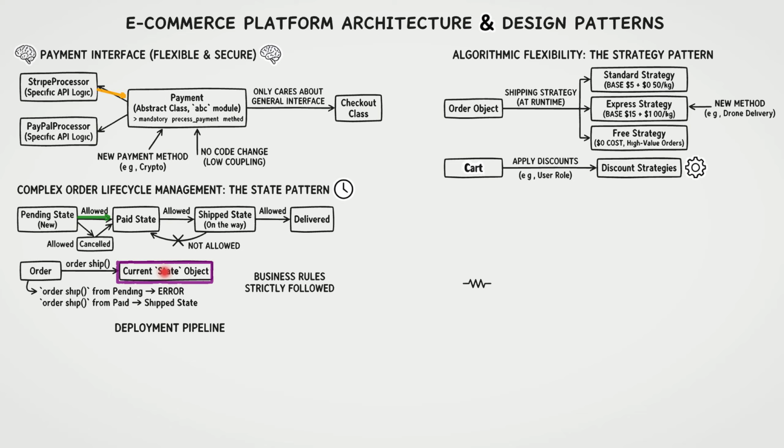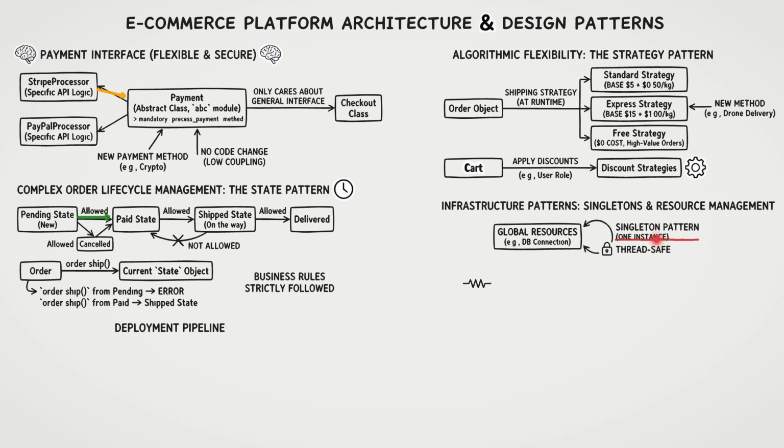As the system grows, we need to manage global resources like database connections. We use the singleton pattern to ensure only one instance of a resource exists. In multi-threaded systems, we make sure it is thread-safe with a locking mechanism so two parts of the program don't try to create a connection at the exact same time.